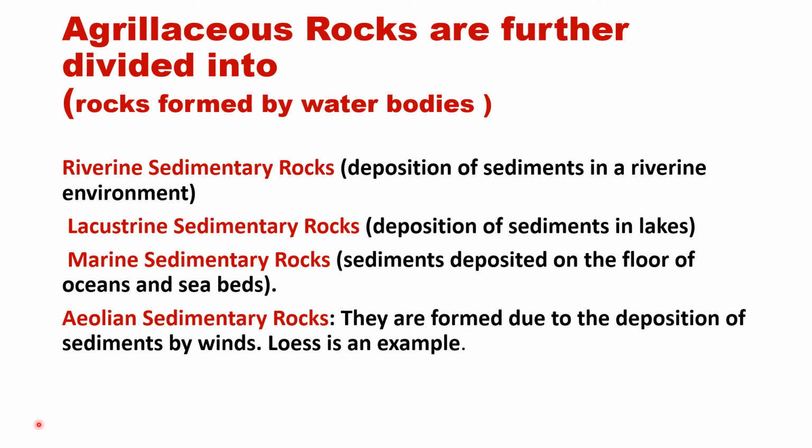Argillaceous rocks are further divided into rocks formed by water bodies. They are riverine sedimentary rocks. Riverine means related to rivers. They are deposits of sediments in rivers. Lacustrine sediments. Lacustrine means lake. So here it represents deposition of sediments in lakes. Marine sedimentary rocks are deposited on the floor of oceans and seabeds. Aeolian sedimentary rocks are formed due to the deposition of sediments by winds. Loess is an example.